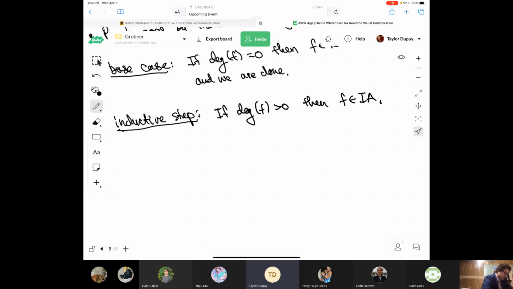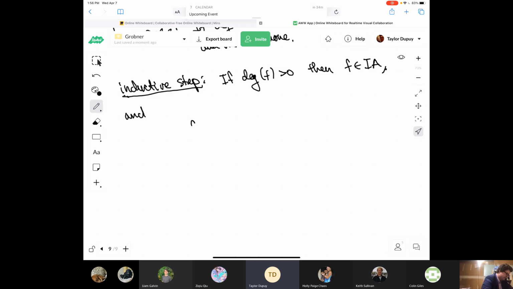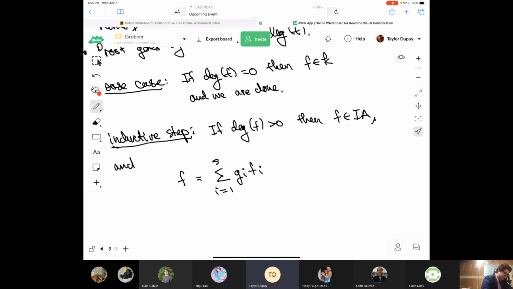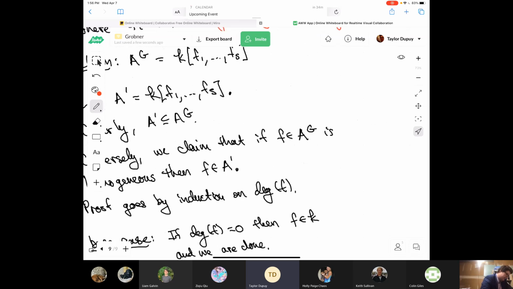Okay, and right, f is equal to the sum from i equal to 1 up to s of g_i f_i. Okay, so I guess we do. So now this is where this hypothesis comes in here. So I guess we do need these to be homogeneous here.